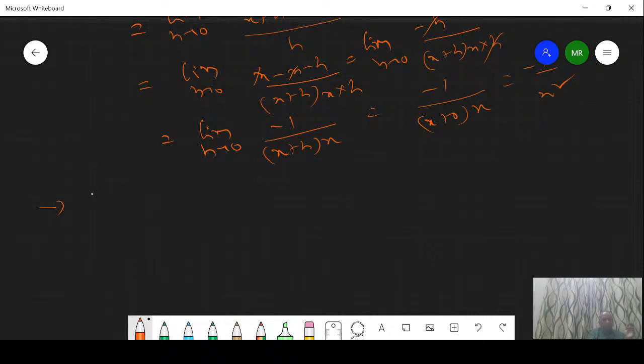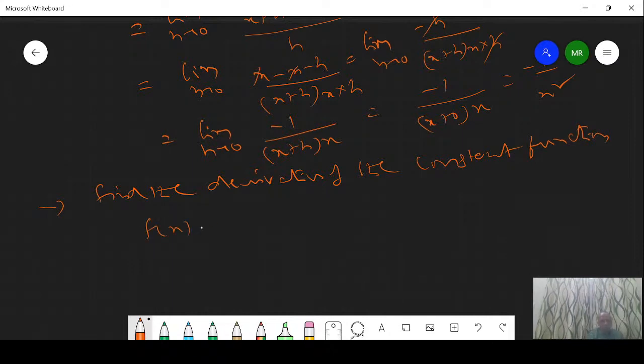Find the derivative of the constant function. F of x is equal to, you know, constant, I can take anything. F of x is equal to c for a fixed real number c. I have taken c as constant. Find the derivative of the constant c, the constant function.